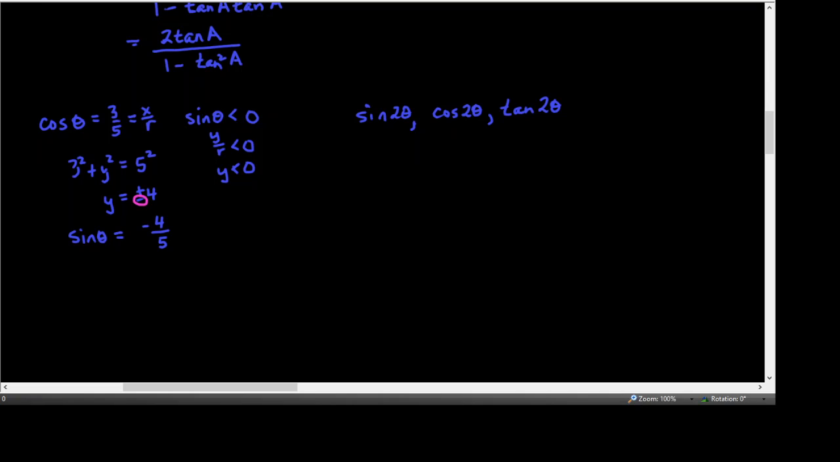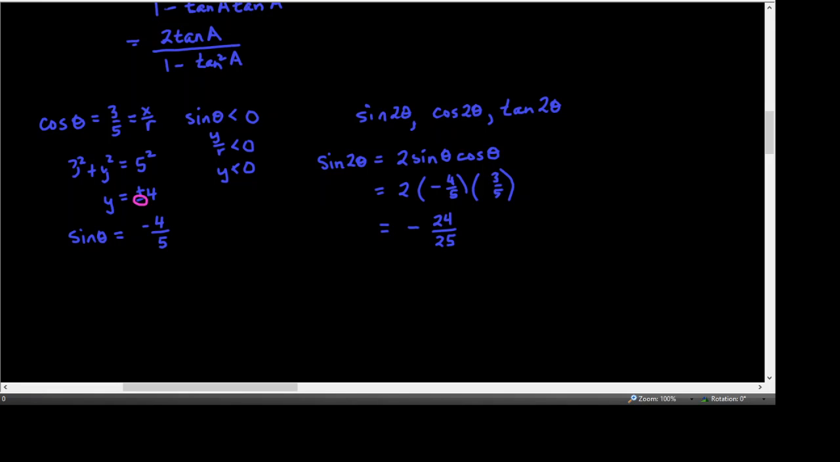Okay, so let's start finding some of these. Sine of 2 theta is, according to its identity, 2 sine theta cosine theta. And again, please make sure you're committing these to memory as quickly as you can. By substitution, sine of theta is negative 4/5, and cosine of theta was given to be 3/5. And so the final answer is negative 24/25.